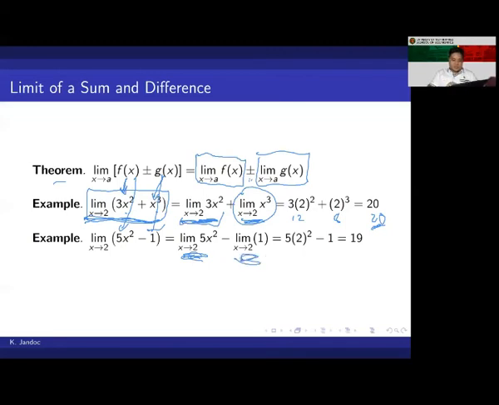In this case, as x approaches 2, this limit over here approaches 5 times 2 squared, which is 4 times 5, 20. And since this is a constant, as x approaches 2, this limit is the constant 1. So 20 minus 1 is equal to 19. Okay, so that's just an application of this theorem.